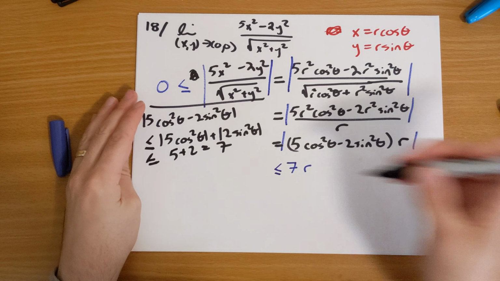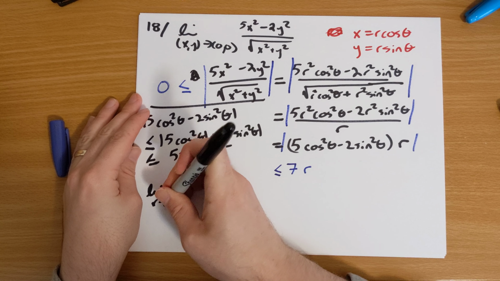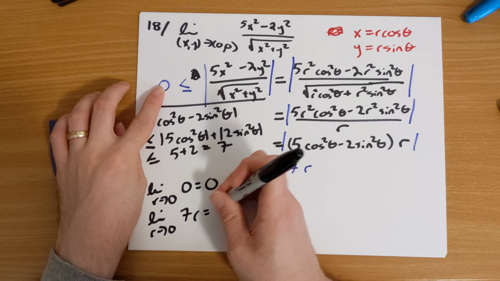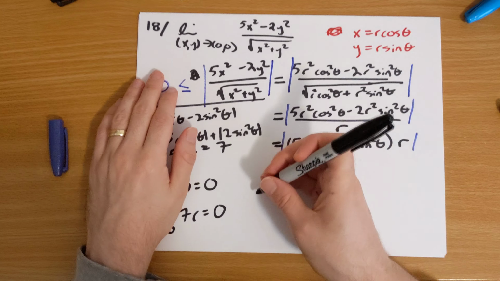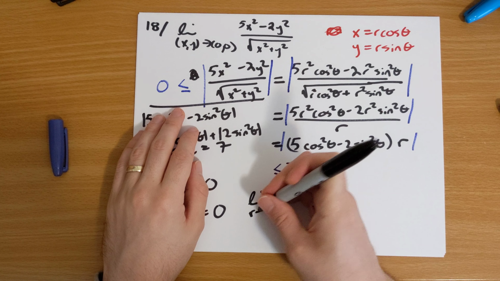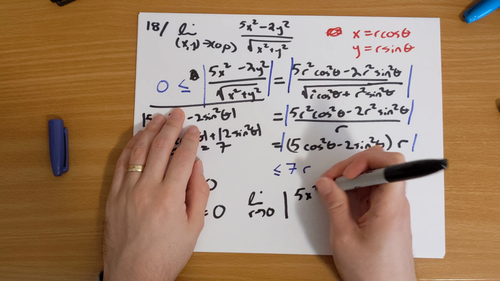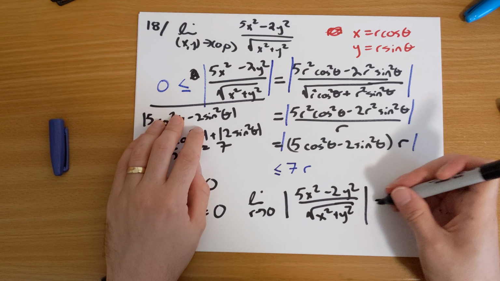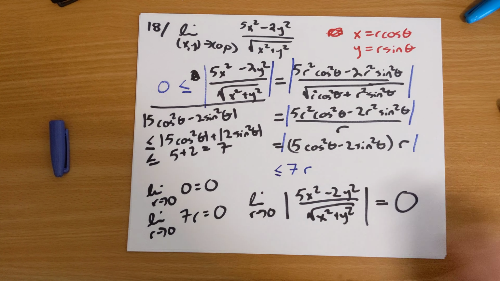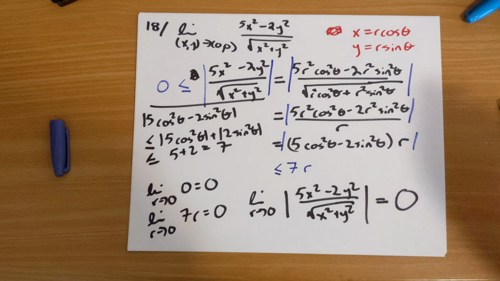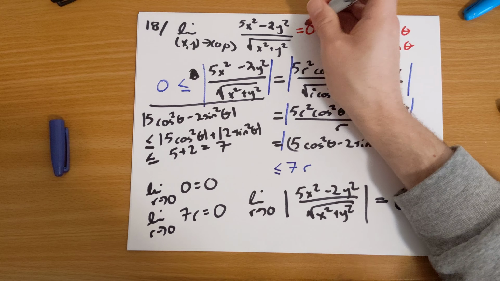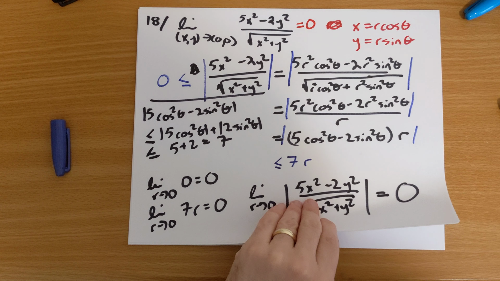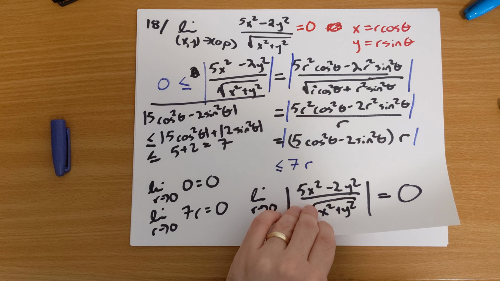And what do we conclude here? The limit as r goes to 0 of 0 is equal to 0. The limit as r goes to 0 of 7r is also 0. And so the limit as r goes to 0 of 5x squared minus 2y squared over square root of x squared plus y squared, after our change of variables, also must equal 0. And then if the limit of this expression with absolute value bars is equal to 0, the limit of this expression up here without the absolute value bars is also equal to 0. Okay, that is problem number 18.